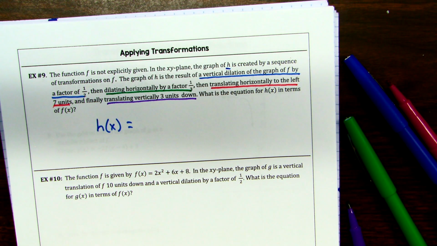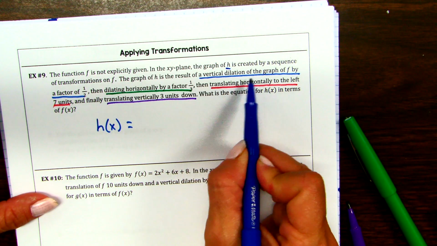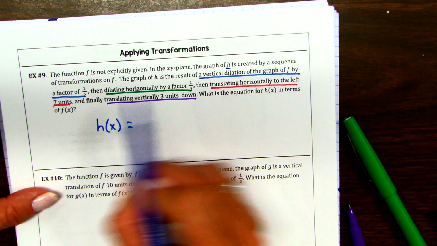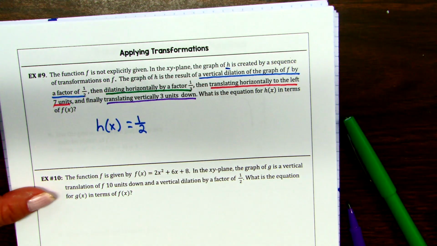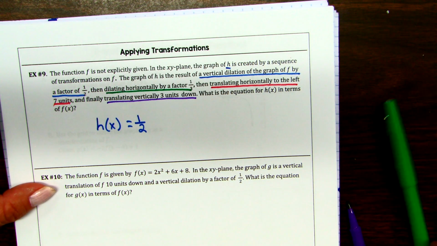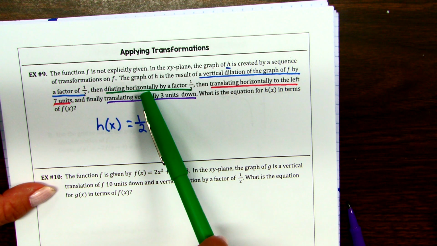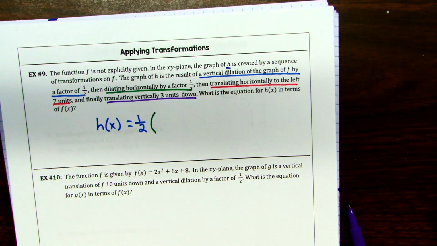So let's look. We have a vertical dilation of the graph of f by a factor of 1/2. Vertical's on the outside, and it's not wonky. It goes exactly like what it says. Then dilating horizontally, okay? If it says horizontal, it's in the parentheses, okay? And if it's in the parentheses, you know it's going to be weird.